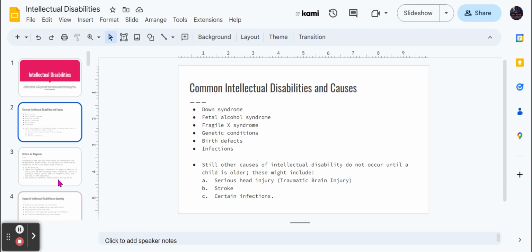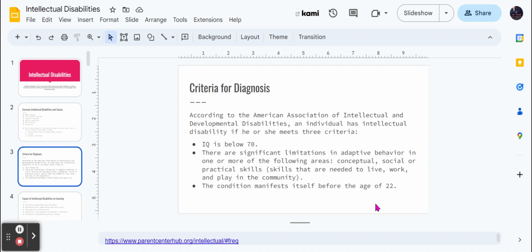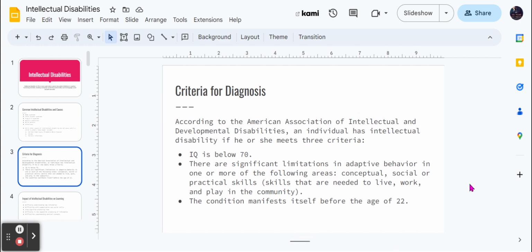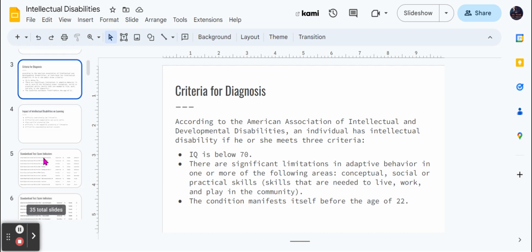stroke, or other infections. So, the criteria for a student to be diagnosed with an intellectual disability is that they have to have an IQ below 70 and they have to meet all three of these criteria: have significant limitations in their adaptive behavior in one or more of the following areas: conceptual, social, or practical skills, and that the condition manifests before the age of 22. If it manifests after 22, it generally can be tied to something else. It wouldn't be diagnosed as ID.